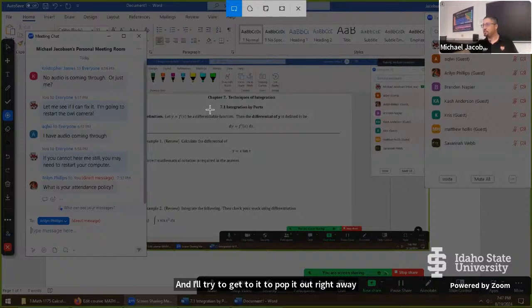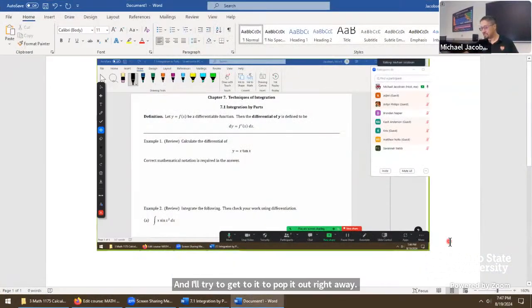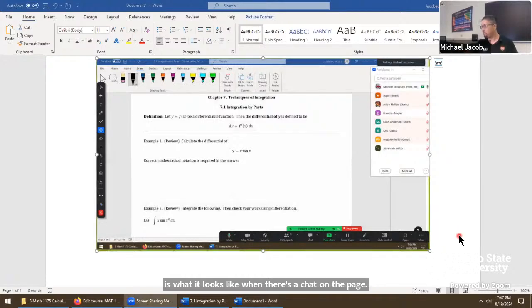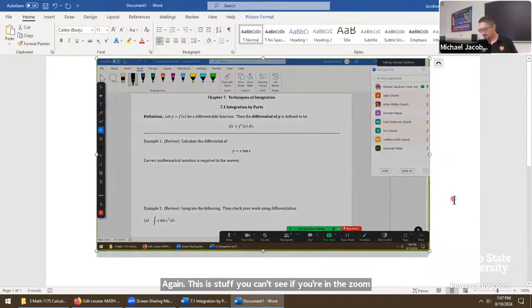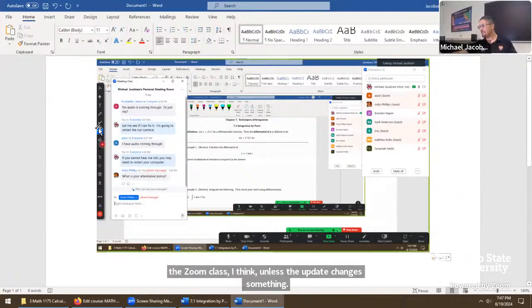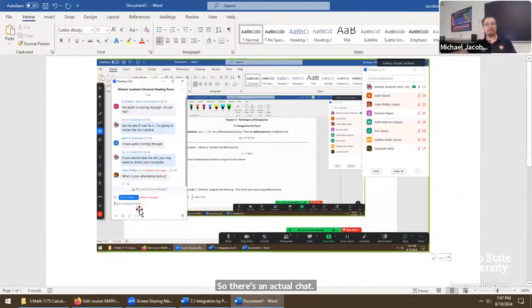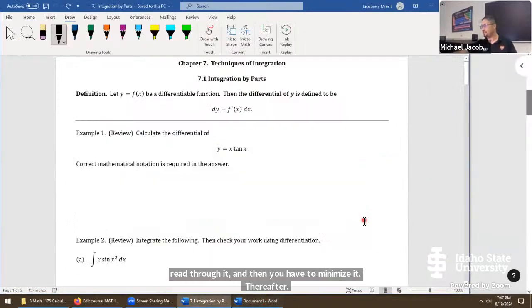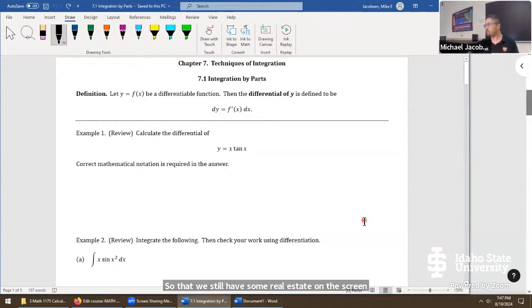This is what it looks like when there's a chat on the page. Again, this is stuff you can't see if you're in the Zoom class, I think, unless the update changed something. So when there's an actual chat, this is what it looks like. I just have to pop it out, read through it, and then we have to minimize it thereafter so that we still have some real estate on the screen. But here's where the course starts.